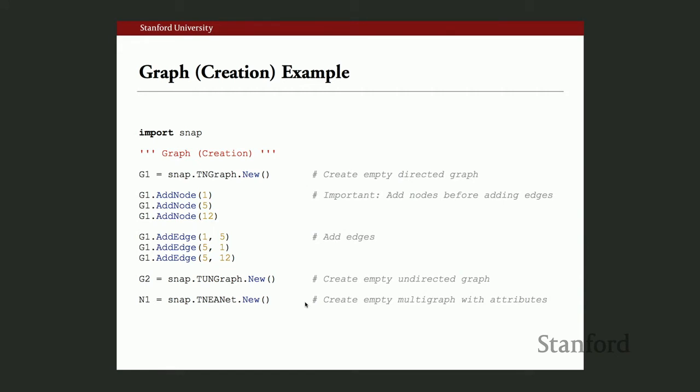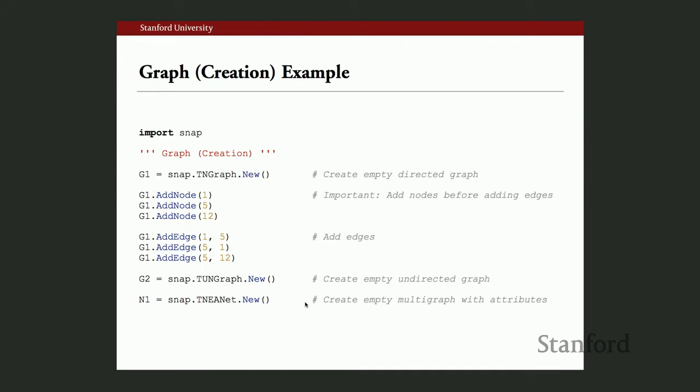So then just an example on graph creation. In the first line, importing Snap again. These last two lines are just creating undirected graphs and multigraphs. But I'll focus on the lines about G1. The first thing that you're doing is creating the graph. That's just the syntax for creating a brand new graph. And then you're adding a bunch of nodes, and you're adding a bunch of edges.